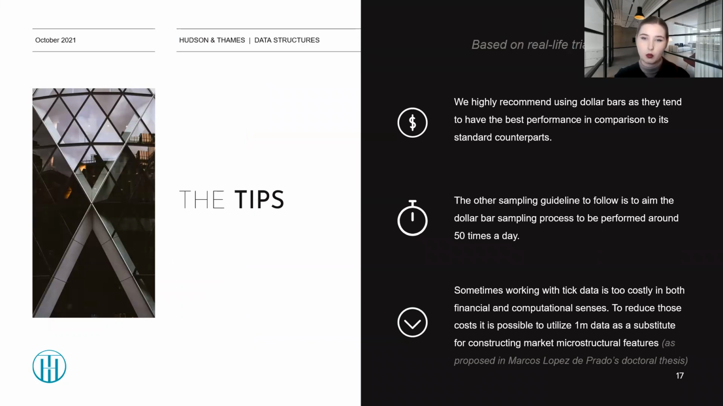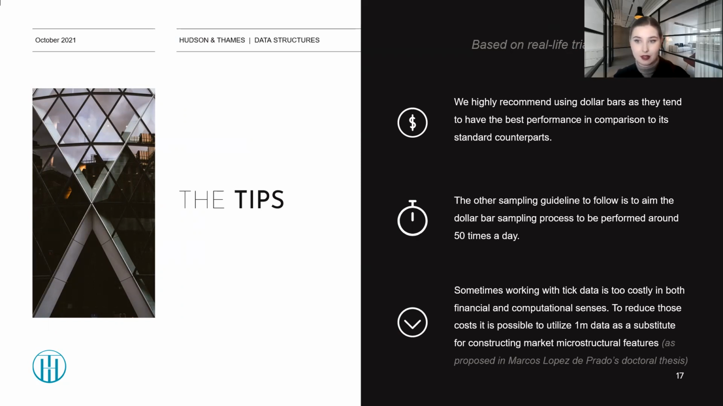First one being that we highly recommend using dollar bars, as they tend to have the best performance in comparison to standard time bars. The second tip being the sampling guideline to follow with the dollar bars is for the sampling process to be performed around 50 times a day. And this is the empirically found best type of sampling frequency.